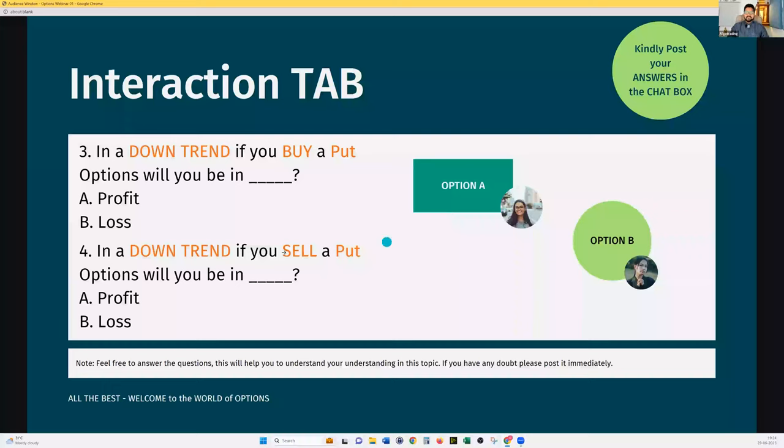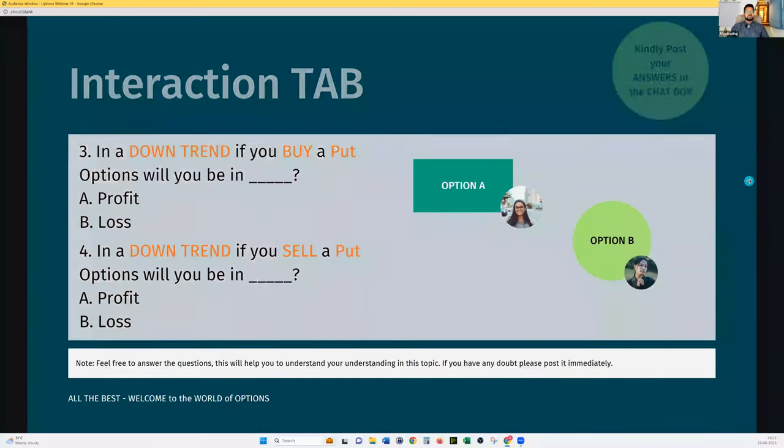See, I want each and every one to participate in the interaction tab. Okay. So in a downtrend, if you sell a put option, you will be, obviously, in loss, because the premium increases and you will be making losses.